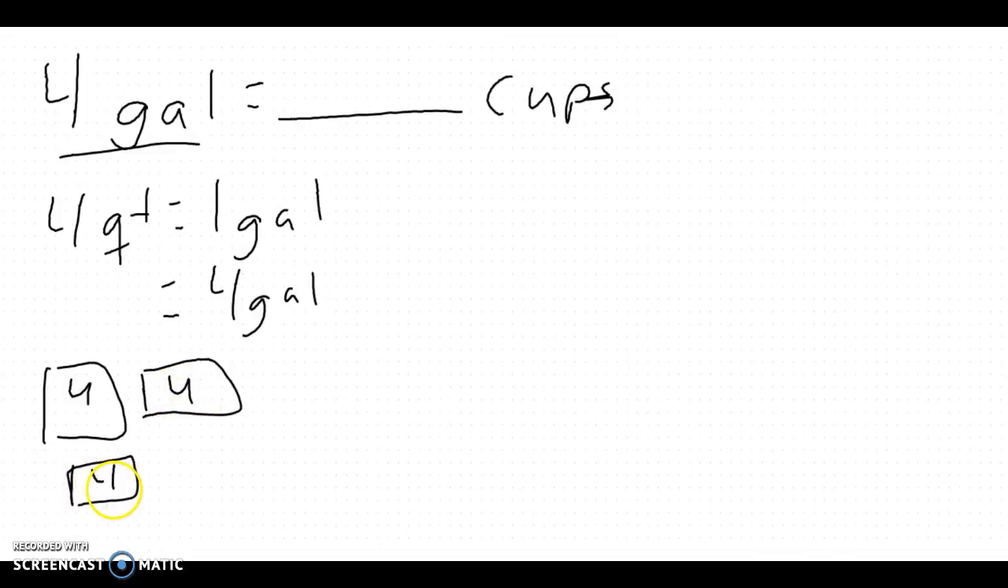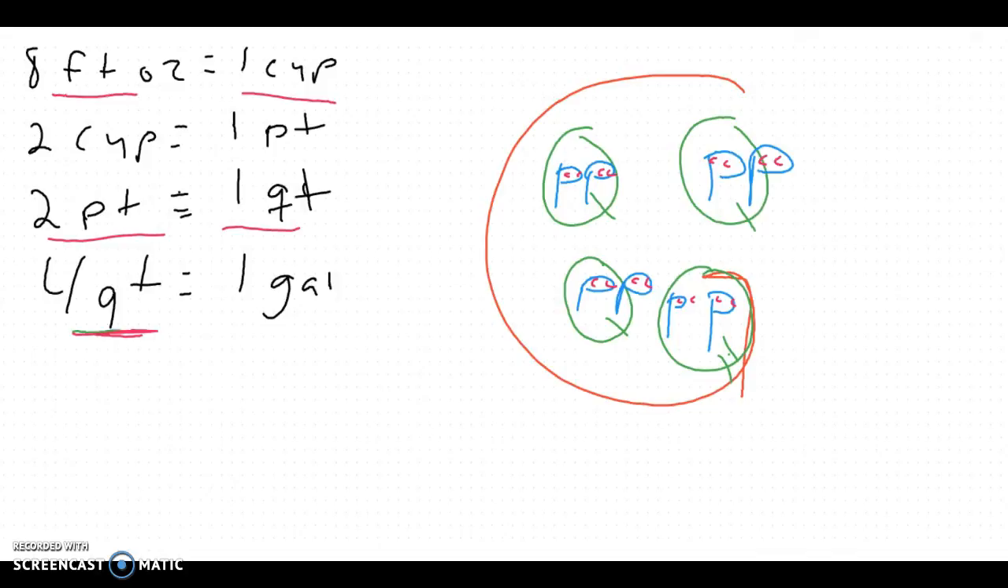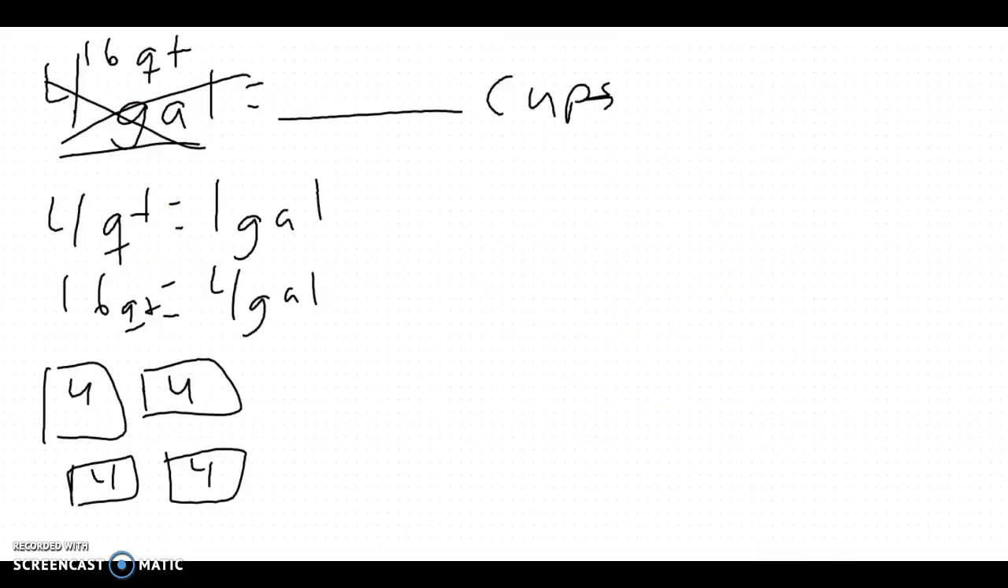So I'm going to draw 4 gallons with 4 quarts in each gallon. So that's a total of 16 quarts. So I have 16 quarts now, and I need to see how many cups that is. I'm going to go back to my conversion. I know that 1 quart is 2 pints. So I have 16 quarts.